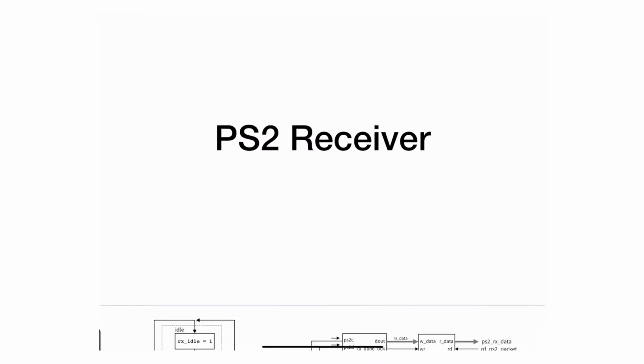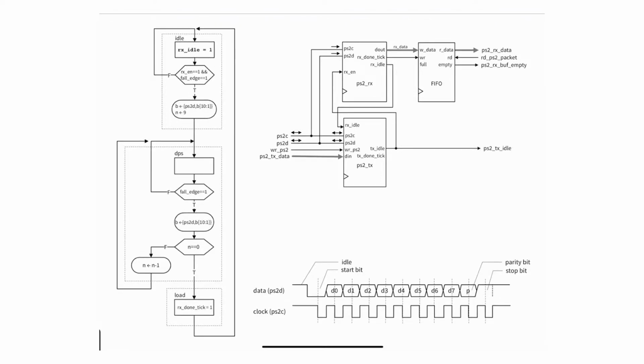The PS2 host controller contains a receiver side, as we've seen before. So we will focus now our attention on designing that receiving side, and it's a pretty straightforward design. What it does is implement this particular timing diagram that we see in here, and it does that using a finite state machine.